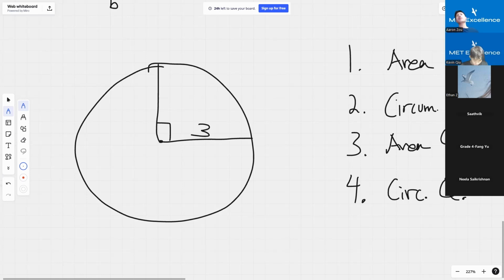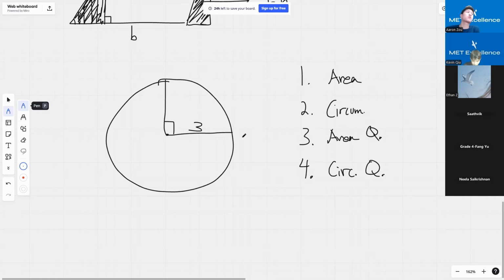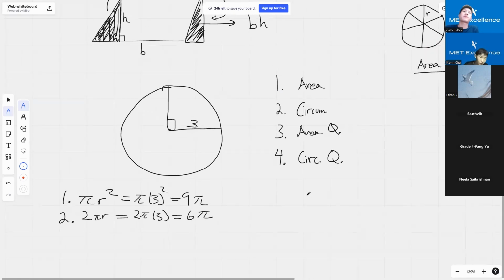All right, well, let's go over it. I hope you guys can at least do questions 1 and 2, right? And to answer your question, Bars, yes, you can just divide by 4. So let's go over questions 1 and 2 first. The area of the entire circle is pi r squared, which is pi times 3 squared, because the radius is 3, which is 9 pi. And the circumference of the entire circle is 2 pi r, which is 2 times 3 pi, which is 6 pi. So those should be pretty easy to do, right?